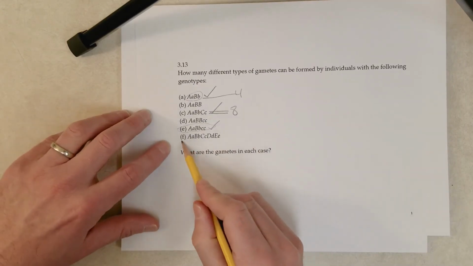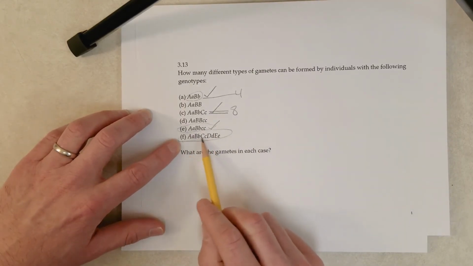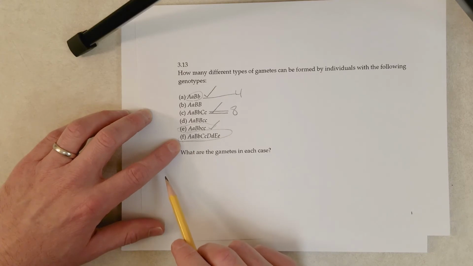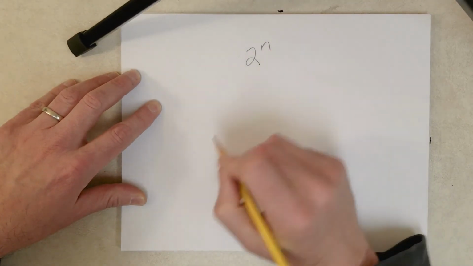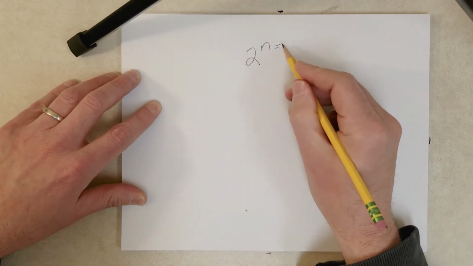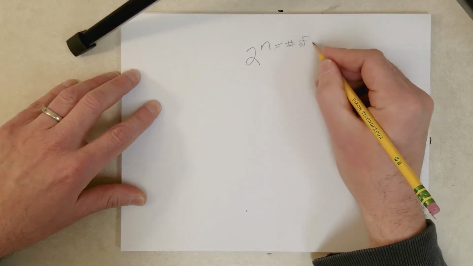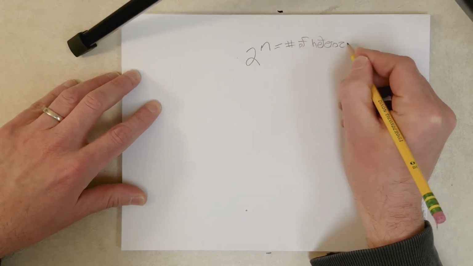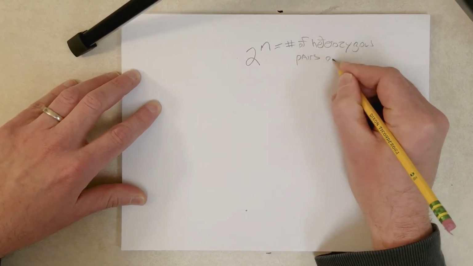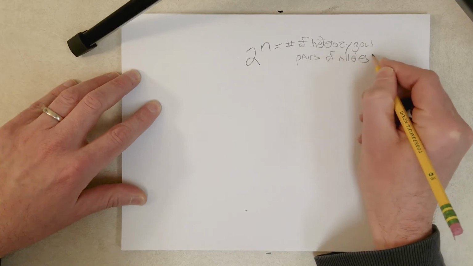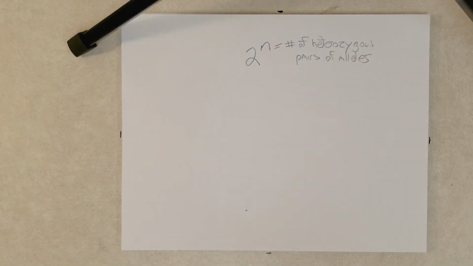Now, what if you had something like this? Well, that's a lot. That's a lot of different pairs of alleles. And it can be complicated, so we can use a formula of 2 to the n, where n is the number of heterozygous pairs of alleles. So n is the number of heterozygous pairs of alleles.